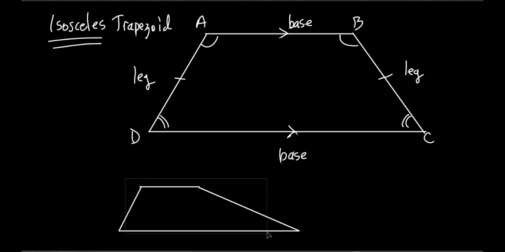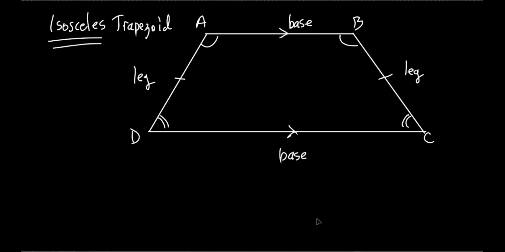So that means that on this trapezoid, are the base angles equal to each other? No, they're not. They're only equal to each other when it's what? An isosceles trapezoid. Very good. Everybody good with that theorem? Yeah, super easy. No big deal.